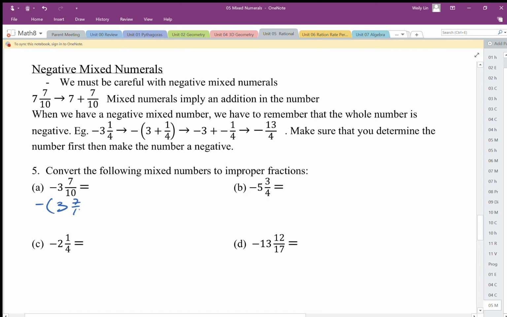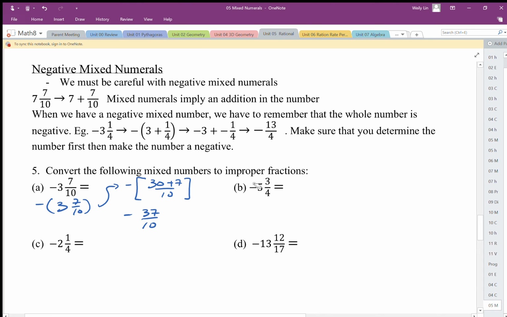So we should treat this as a negative number of 3 7/10. So we need to work out the improper fraction first, and we worry about tagging on the negative after. So this becomes the negative. We're going to do 30 plus 7 over 10. So this ends up being negative 37 over 10. And that is more like it. Negative 3 7/10 is the same as negative 37 tenths. So it's really important that you keep this in mind.